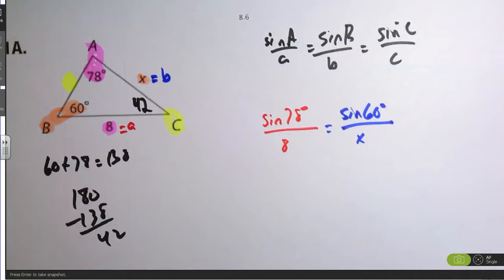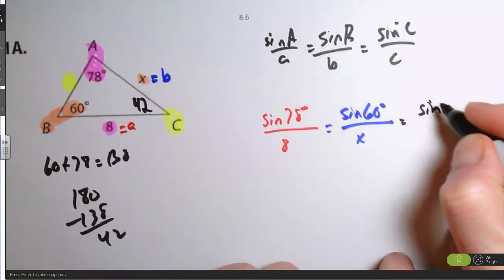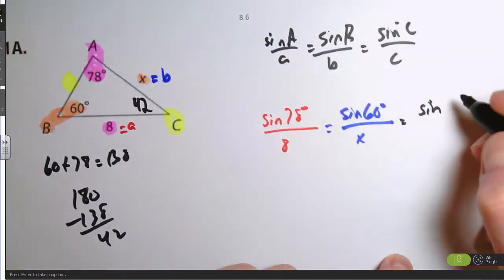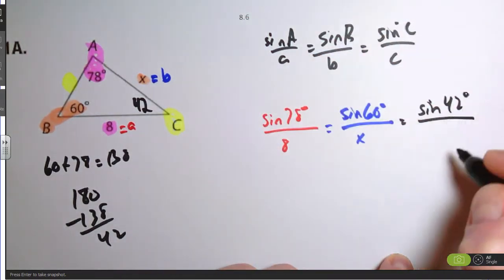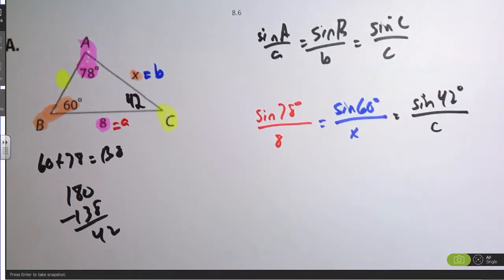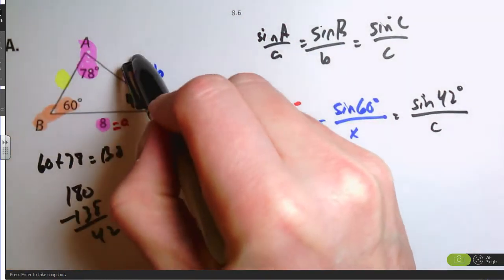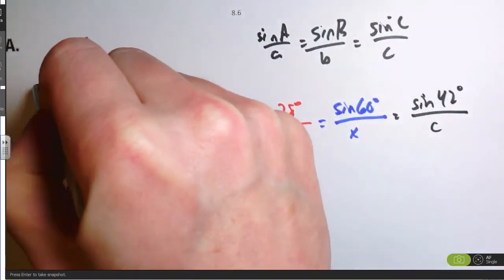And then the last one, sine of angle C, well, C is 42 degrees. And again, I don't know anything about side c, so I'm just going to call it c. Okay, so this is our setup. Sine of an angle over its opposite side equals sine of an angle over its opposite side equals sine of an angle over its opposite side.